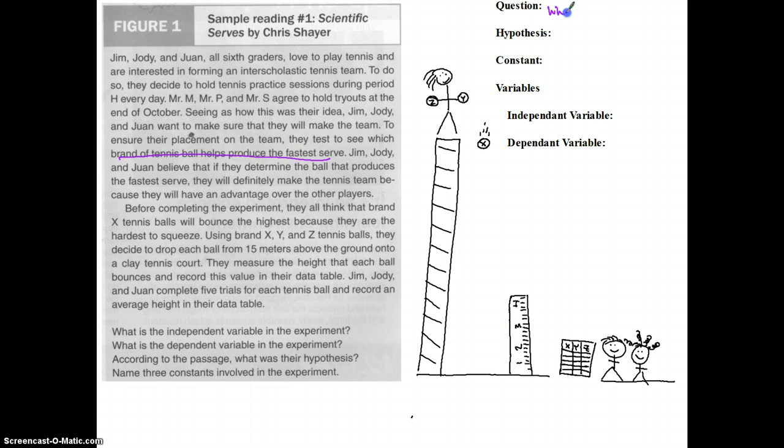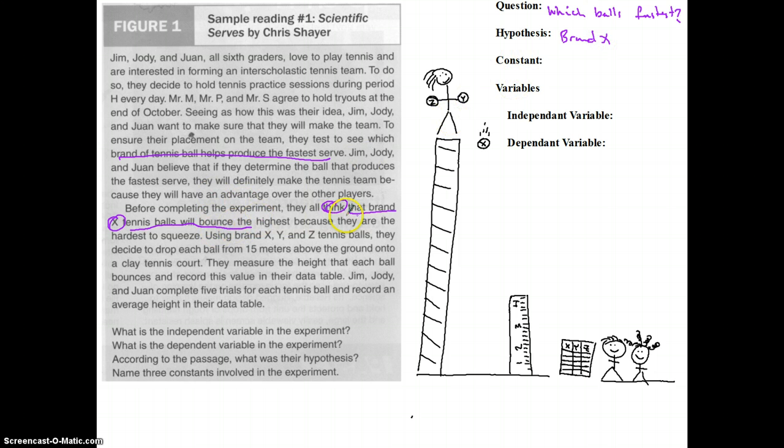So which balls are the fastest? Okay. And it says here, before completing the experiment, they all think, there's our key word, that brand X tennis balls will bounce highest because they are all the hardest to squeeze. So they didn't just guess, they guessed based on some observation. So they think brand X.